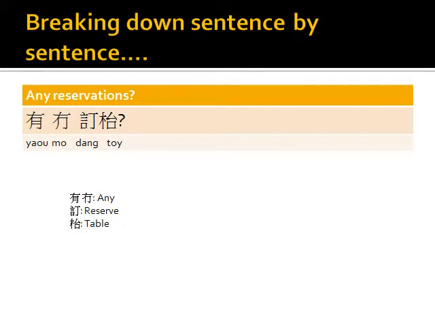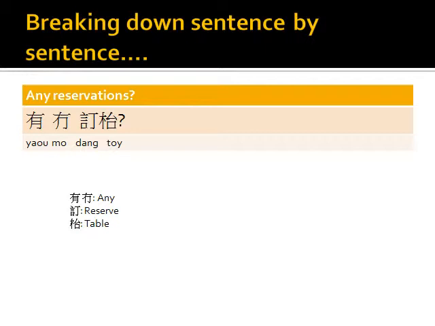So let's look at this phrase in Cantonese. In English, it actually means, do you have any reservations? Now in Cantonese, it pronounces yao mo dang toi. Again, in Cantonese, it says yao mo dang toi.